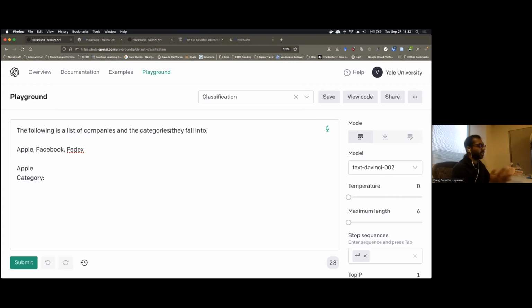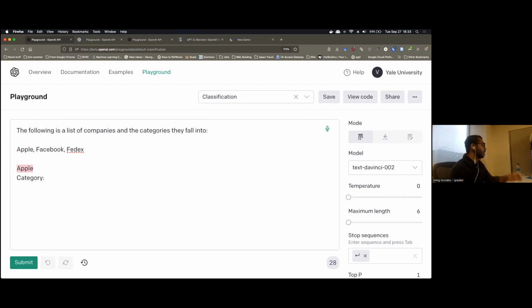So this particular task that I'm going to show you is something I use a lot in my research, trying to figure out what doctors mean when they write text. The point of this first sentence is to tell the model what we actually want from you. So we have a list of sentences, a list of companies, and the categories that these companies fall into, right? So we have the companies Apple, Facebook, and FedEx.